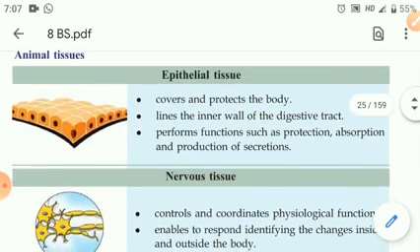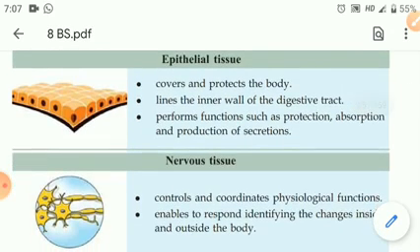That's about epithelial tissue, which covers and protects the body, lines the inner wall of the digestive tract, and performs functions like protection, absorption and production of secretions.